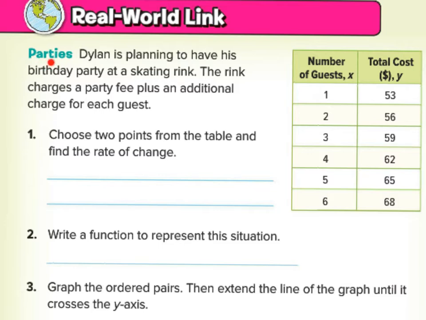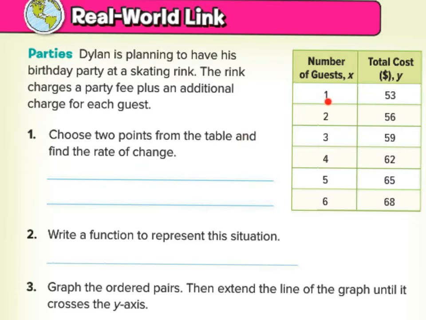Let's talk about parties. Dylan is planning to have his birthday party at a skating rink. The rink charges a party fee plus an additional charge for each guest. It looks like there's a flat rate of a party fee. We already know that it's not going to start at 0. It's going to start at that rate. So there's a y-intercept already. You can see that. And then our x is going to be the number of guests, the number of people, right? Choose 2 points from the table and find the rate of change.